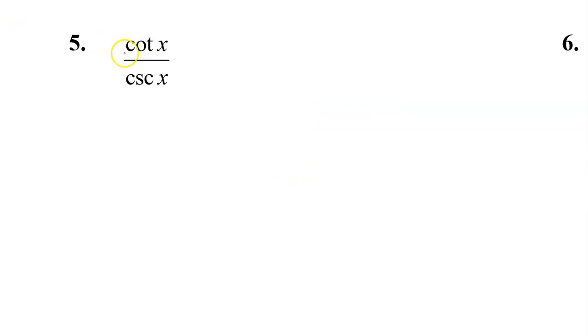I'm going to show you number 5 using 2 methods. First of all, there's a shortcut that I love to use. If you move a trig function from the denominator to the numerator, it changes to its reciprocal. So I'm going to leave the cotangent x alone, but I can move cosecant x up to the numerator if I turn it into the reciprocal, which is sine x.